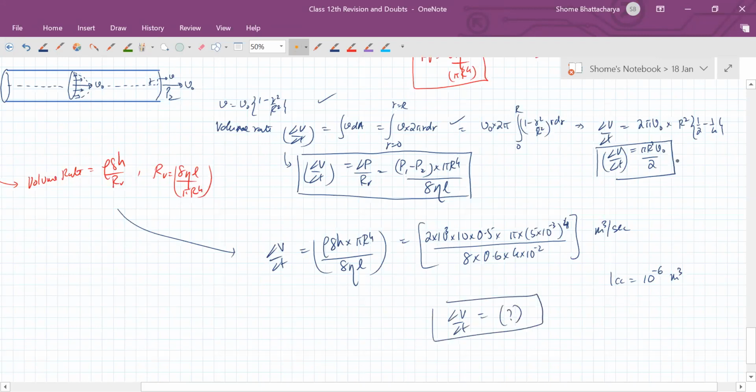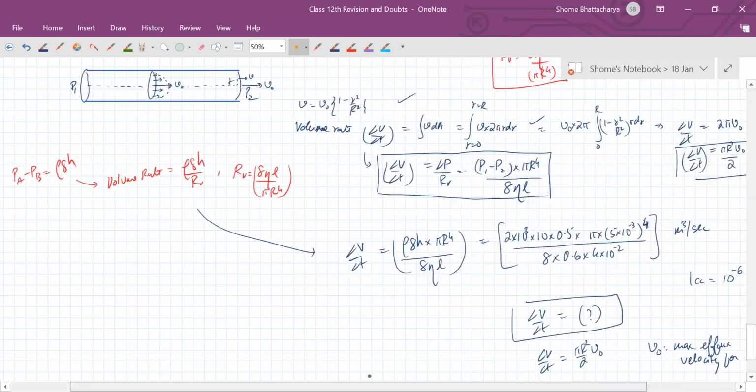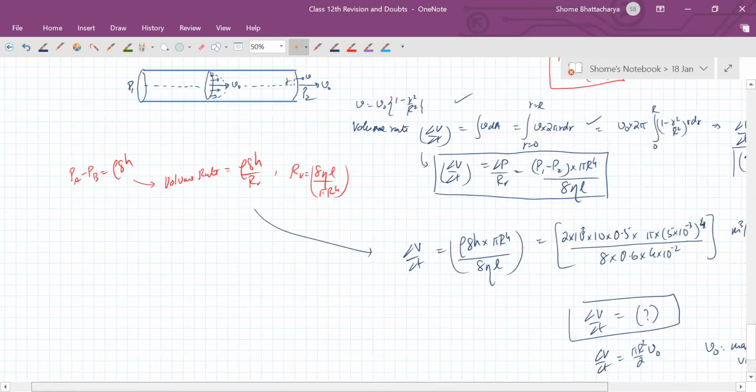Now, in case you are also asked to find the speed with which the liquid is coming out, the maximum speed, you can also use this relation. Where V naught is the maximum efflux velocity of the cylindrical laminar flow. Okay, so this is clear, people.